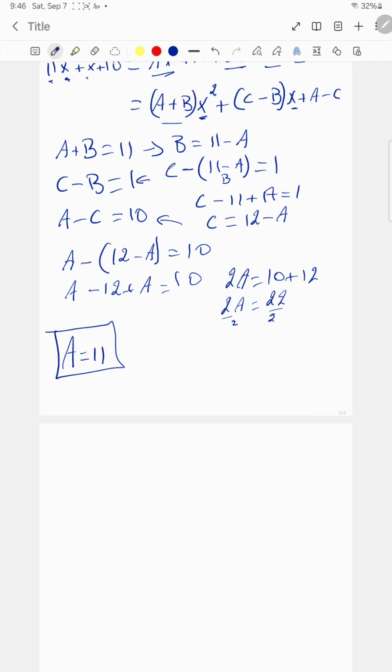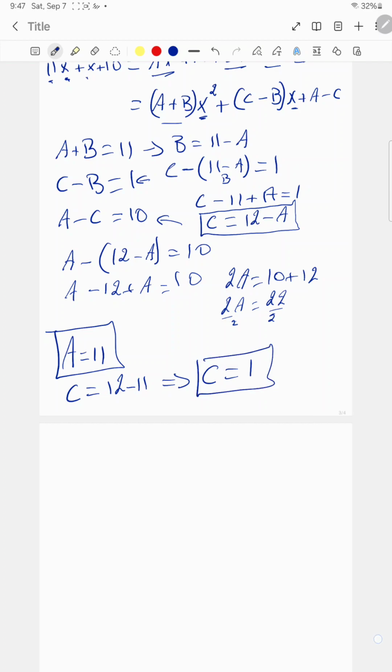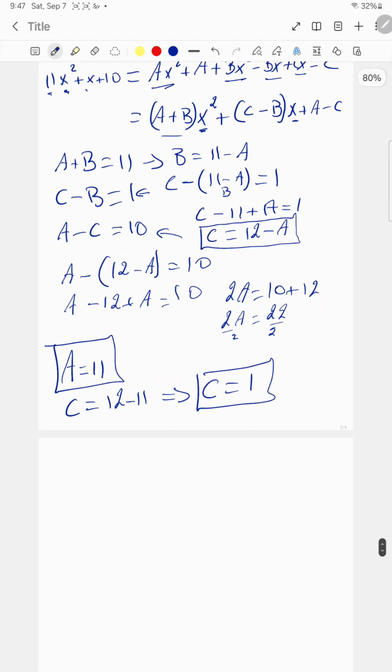Now I can replace my a equal to 11 in this formula here. So c equals 12 minus 11. So my c is equal to 1. And then I will replace a here by 11. So my b is equal to 11 minus 11, which is 0. So my b is equal to 0.